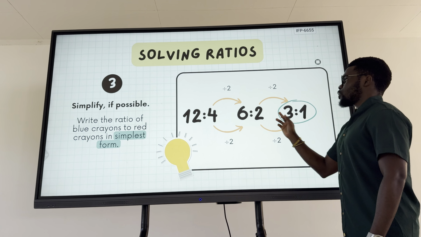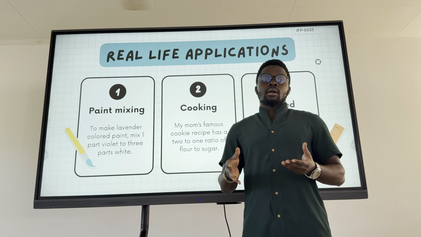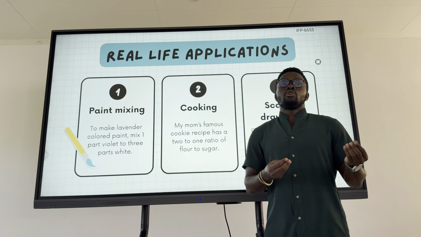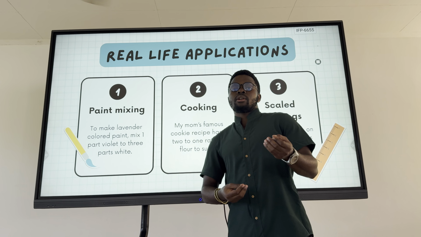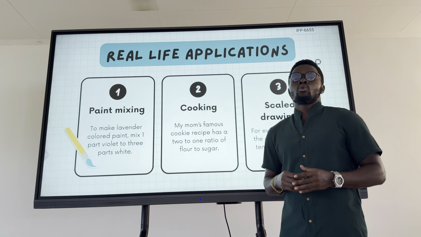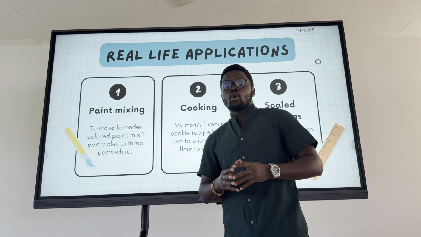Okay, let's continue. And now, real life application, like I told you, we use ratios in paint mixing. To make a lavender color paint, mix one part violet and 3 parts of white. So artists use ratios a lot. Cooking. My mom is famous with cooking and she likes to use portions and proportions and ratios when she is cooking very nice meals at home.